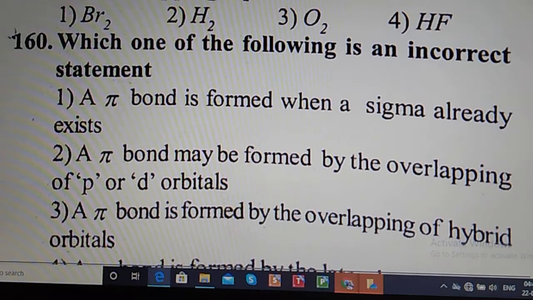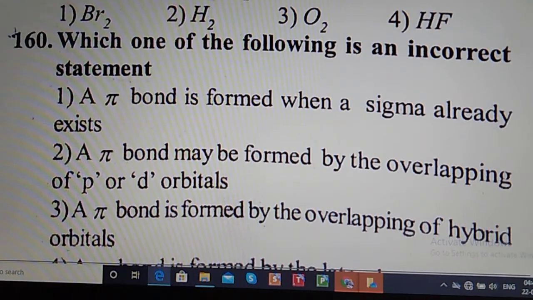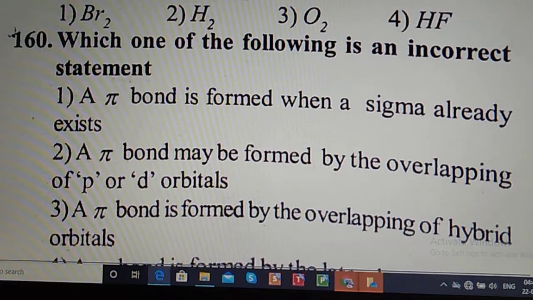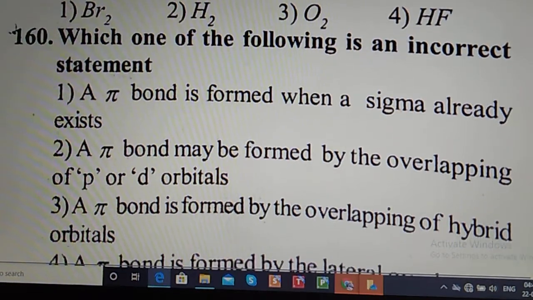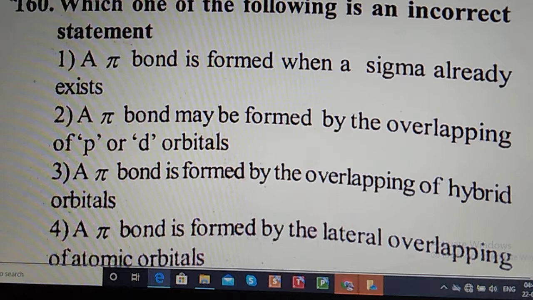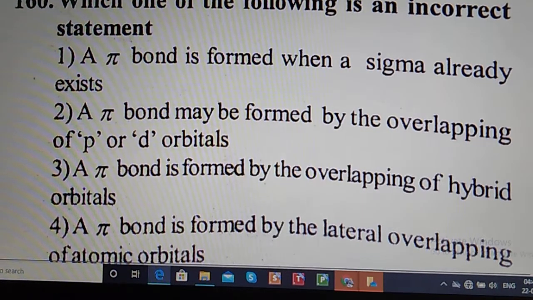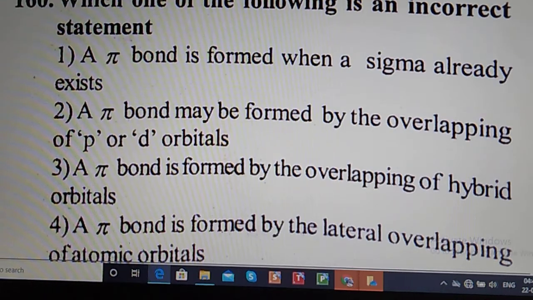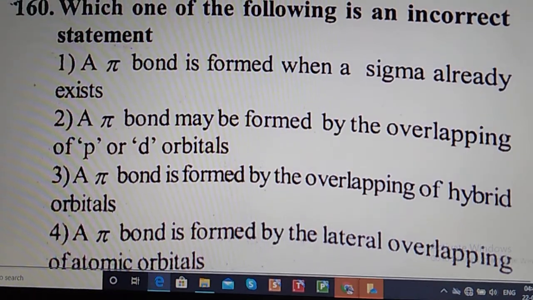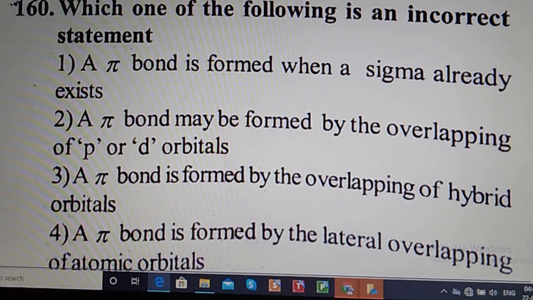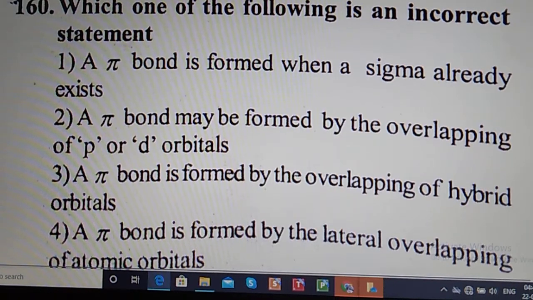A pi bond may be formed by the overlapping of p and d orbitals. That is also possible. Third option, they are saying a pi bond is formed by overlapping of hybrid orbitals. This is wrong, student. A pi bond is always formed by overlapping of non-hybrid orbitals. If there are non-hybrid orbitals, the overlapping is both at the top and bottom. That is what is known as the pi bond. So our required option will be option number 3.